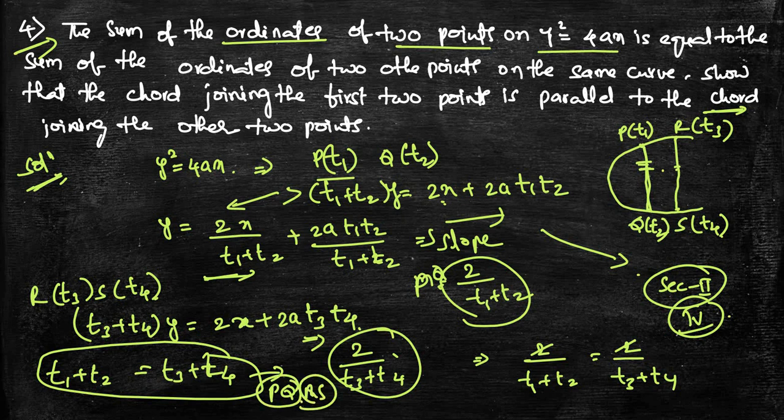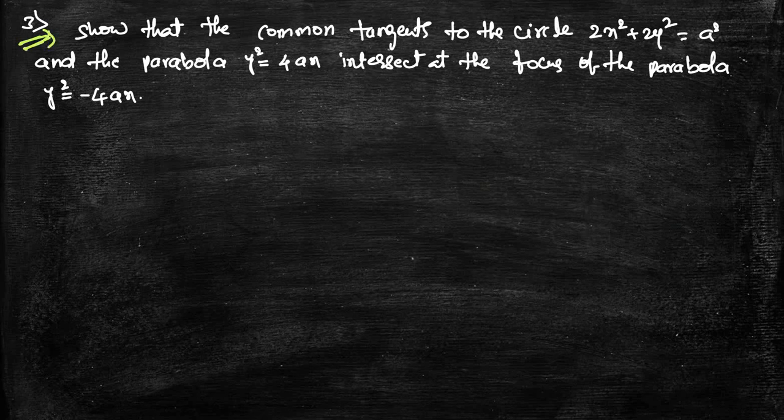Now moving to the next question, the third one. The third question is: show that the common tangents to the given circle and the given parabola. Solution.